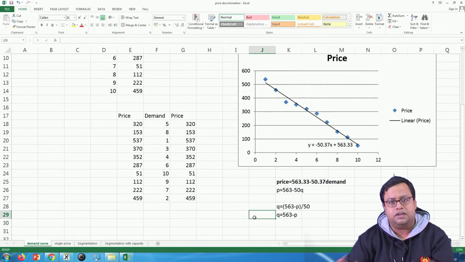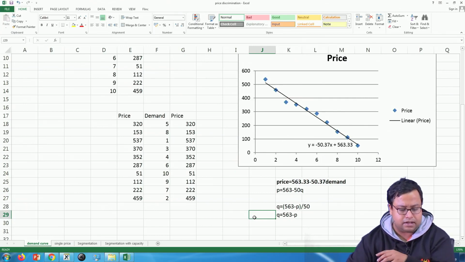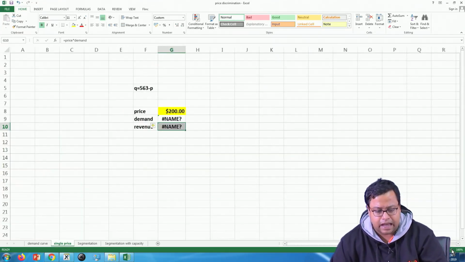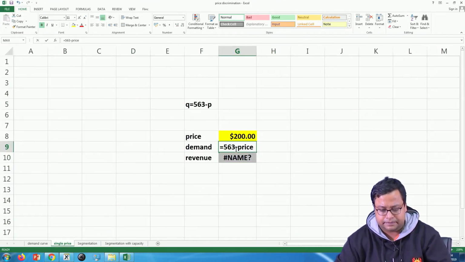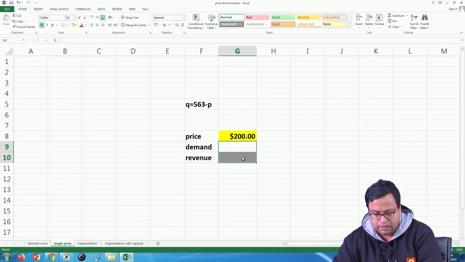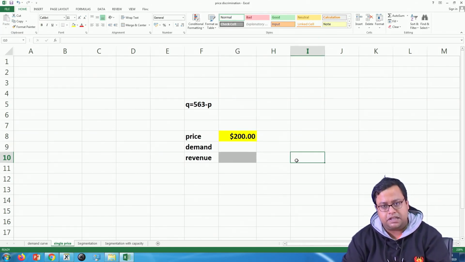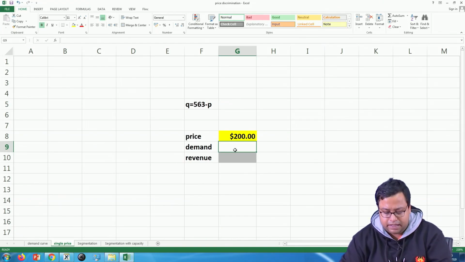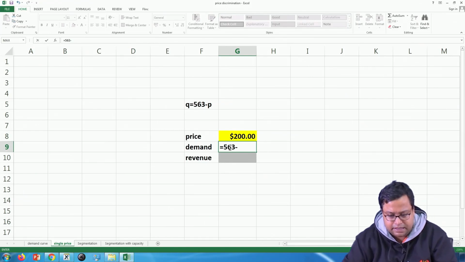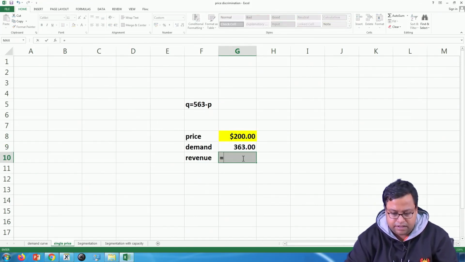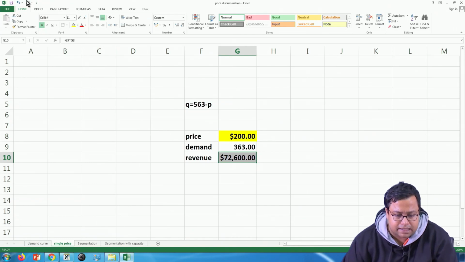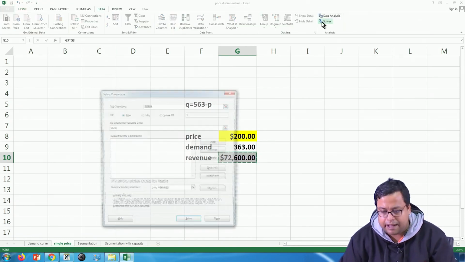Now I have found out my demand curve, and I will show you how price discrimination works. Similar to my previous Excel files, I will do something which is basically single price optimization, and then I will do it for multiple segmented prices. So, let us say if this is the price, then how much is the demand? It is 563 minus this price, this is my demand, and how much is the revenue? This is demand into price, this is my revenue, and I will try to maximize this in my data tab.